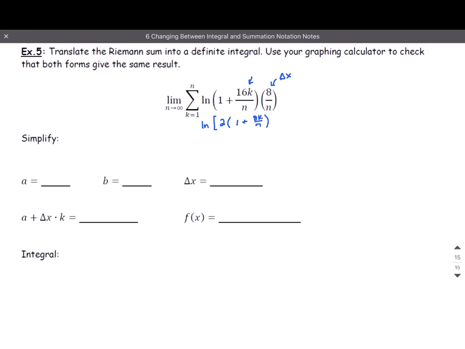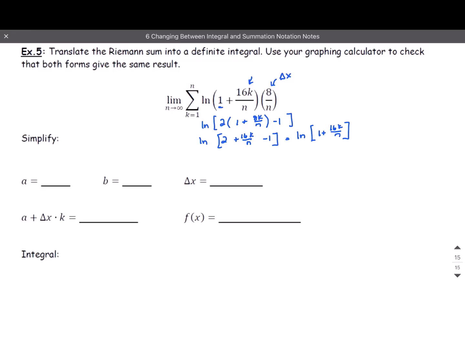plus n. But the problem is, if I distribute that 2 through, I'll have 2 plus 16k over n, which means I added an extra 1, so I also have to subtract 1 off it. So if I do this, now I should have the same thing, right? Because 2 minus 1 is 1 plus 16k over n. Now I have the same function.